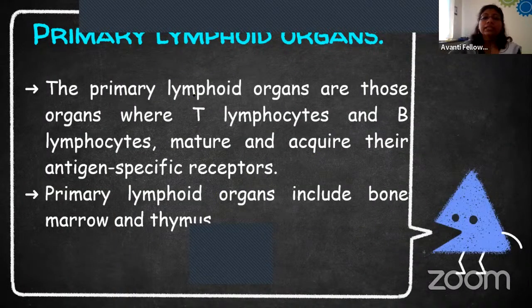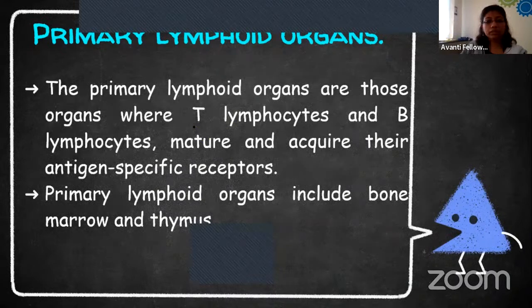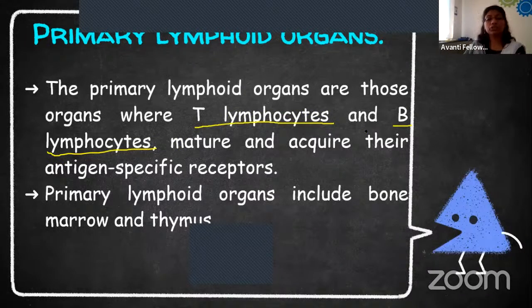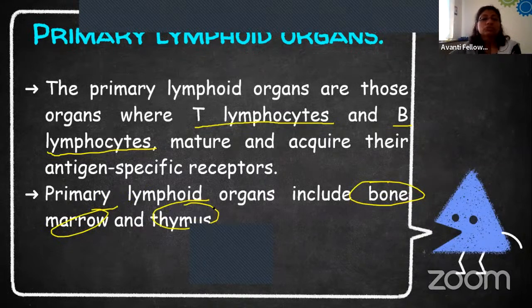As I said, these lymphoid organs are responsible for the production. So we have two major types of lymphocyte. First is T lymphocyte and another is B lymphocyte. These are the two major lymphocytes which are going to be produced by the primary lymphoid organs. And as I have already told you, the primary lymphoid organs are the bone marrow and the thymus.